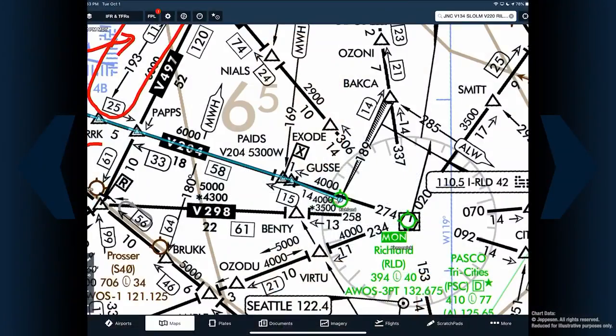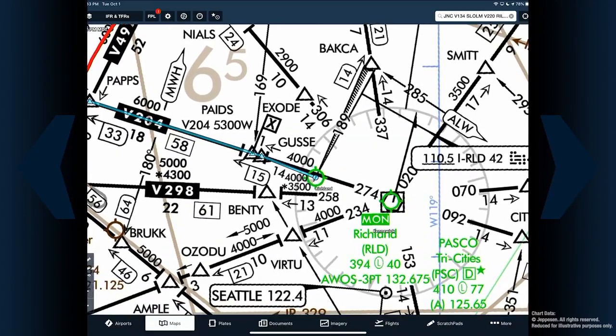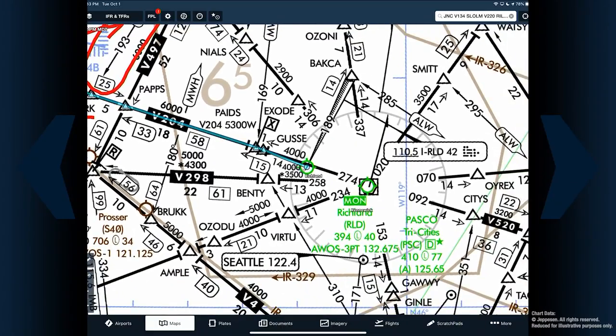If you don't have DME reception, or you're not DME equipped, or if you're flying an RNAV aircraft and RNAV is unavailable, you could use that crossing radial from MWH to identify the MARC fix. From there, the other items we wanted to go through.